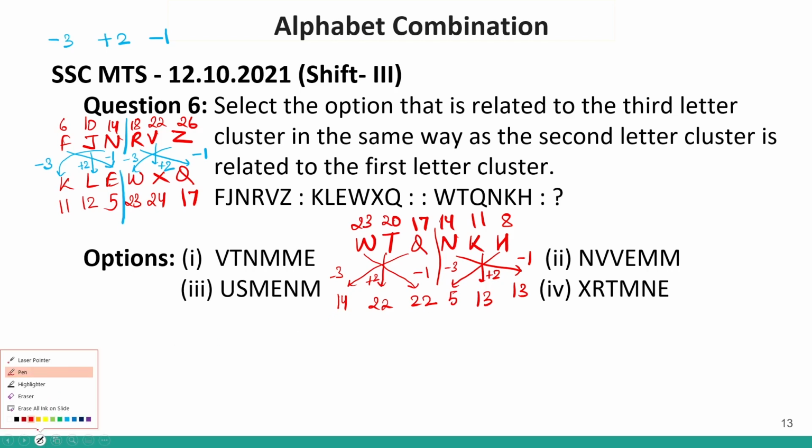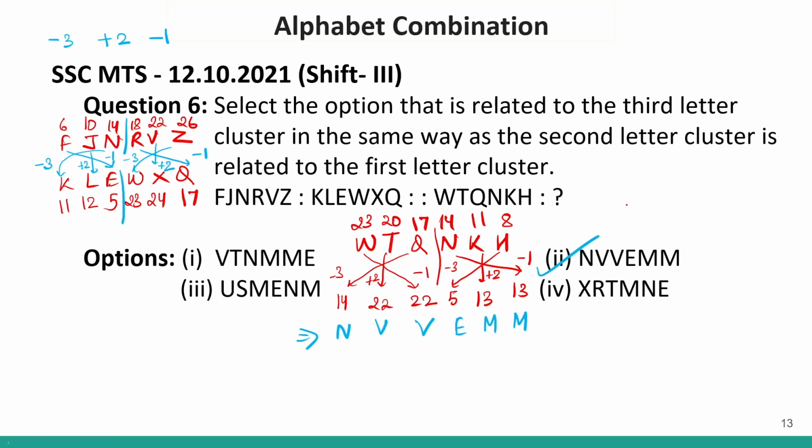So, let me give them alphabets. The 14th number belongs to which alphabet? N. 22 we have V. Then we have E. And at 13th position we have M. So, the missing element is NVVEMM. This is given in which option? Option number 2. So, option number 2 would be the correct answer to this question.